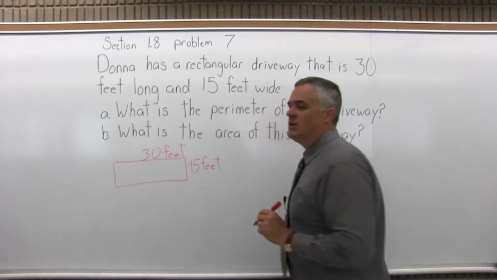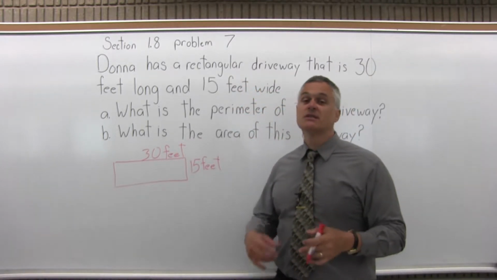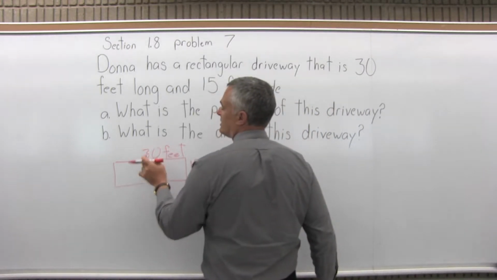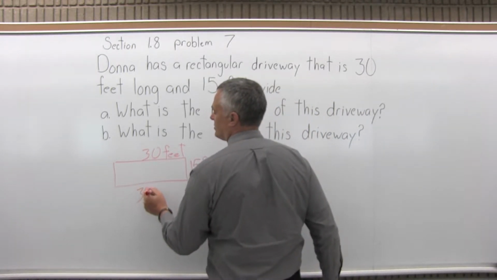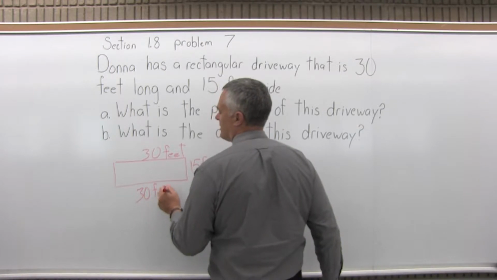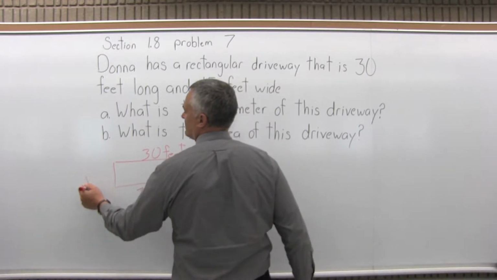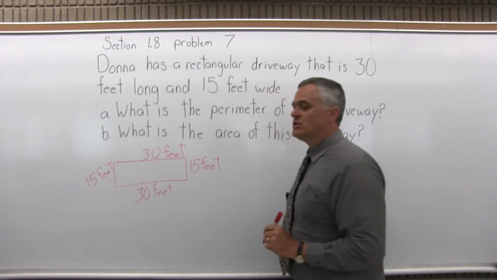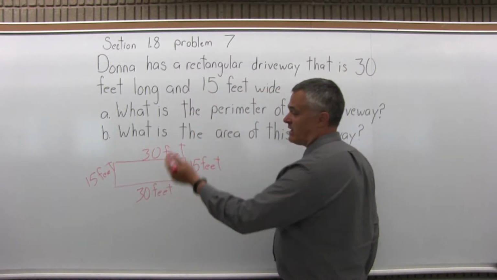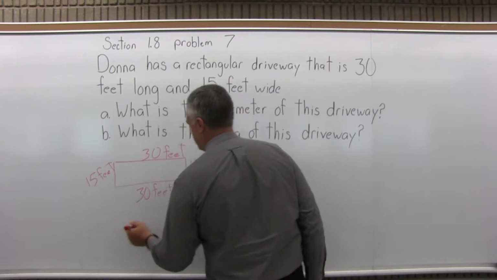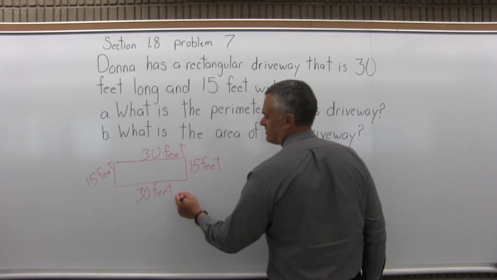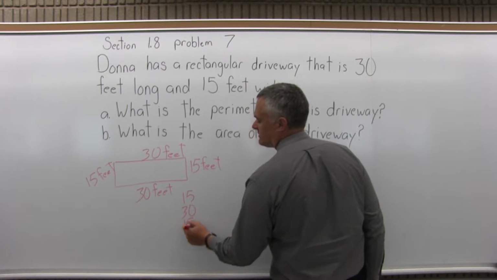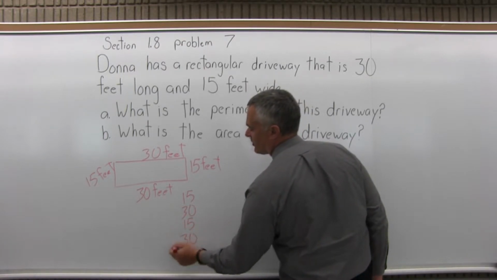So first, remember what the perimeter is. It's the distance all the way around an object. And if it's rectangular, if it's 30 feet across the top, it'll also be 30 feet across the bottom. And if the right side is 15 feet, then the left side will also be 15 feet. So the perimeter, the distance all the way around, I will just add these numbers together. Let's add them vertically. 15 plus 30 plus 15 for the other side, and 30.